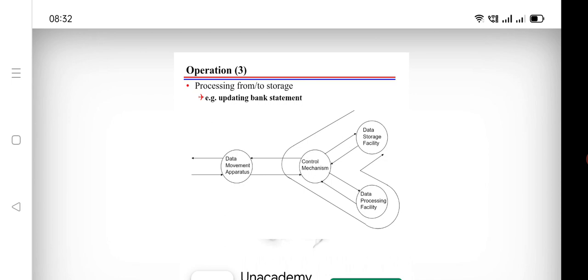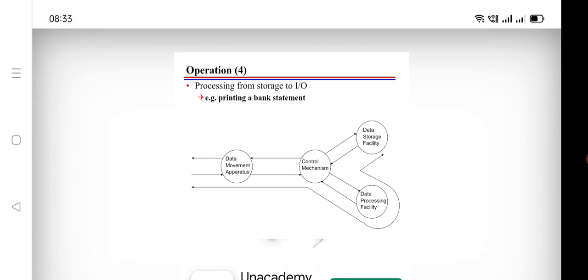First, from the data storage, you take the data and give it to the control mechanism. The control mechanism gives the data to the data processing facility. This data processing facility processes the data, and then it returns it back to the data storage facility to store the data. This is how this operation takes place, and these particular functions come into the picture.